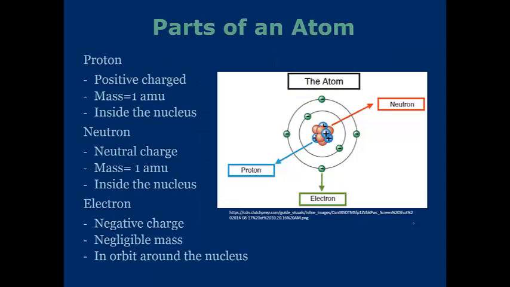The atom is comprised of three parts: a proton, a neutron, and an electron. The proton is a positively charged unit that has one atomic mass unit of weight. This is located inside the nucleus, along with the neutron, but the neutron is neutrally charged, though it has the same mass. Electrons, on the other hand, revolve around the nucleus in electron clouds called orbitals. They have negative charge and a mass that is negligible.